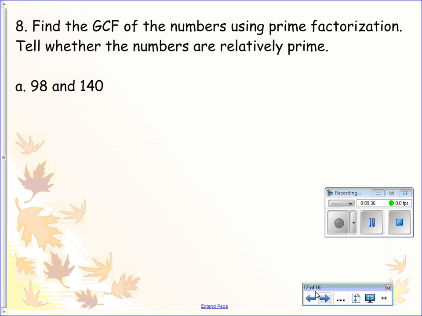It's asked to find the GCF of the numbers using prime factorization. Tell whether the numbers are relatively prime. Now, if you can tell by looking at them, that's fine. But the instructions say for you to use prime factorization. So again, use the prime factorization, find the greatest common factor, and see if the greatest common factor is 1, to see if they're relatively prime.